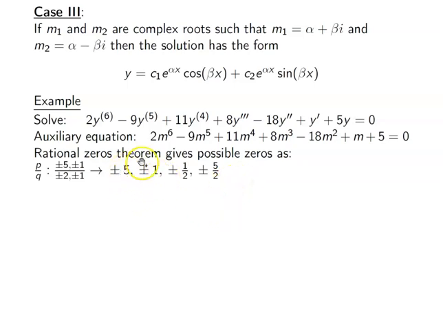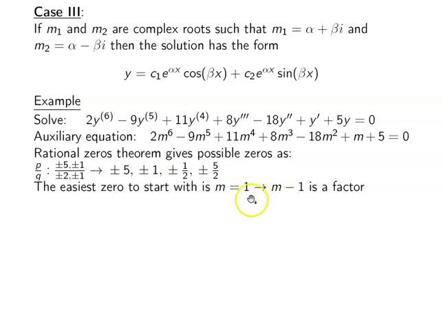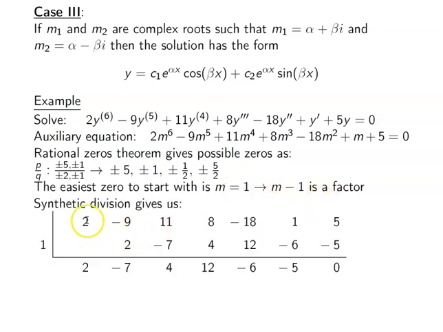The easiest ones to start with are the whole numbers, right? Fractions work for the synthetic division, but whole numbers are better, especially the ones I'm always going to start with: plus 1. I'm going to exhaust my options, and then I'm going to go to negative 1, exhaust my options, and then the rest should be pretty straightforward from there. So the easiest zero to start with is, let's say, m equals 1. So m minus 1 is the factor, and synthetic division looks like this.